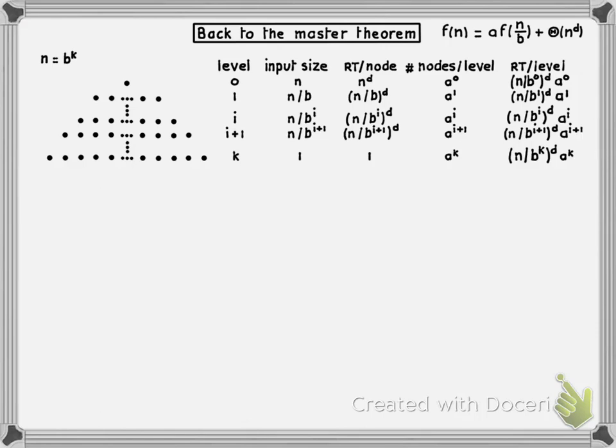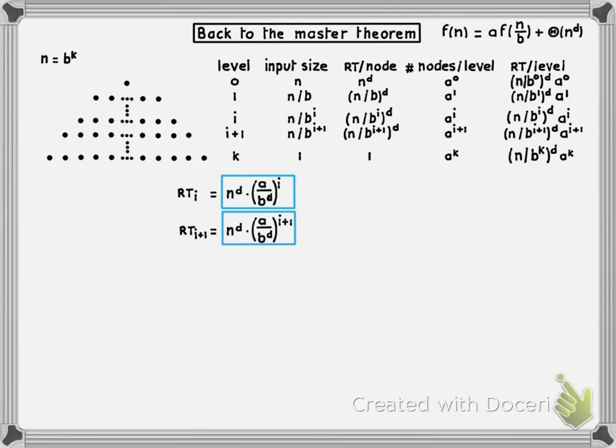So let me call the runtime at level i RT sub i. And that runtime is equal to this expression. So I'm going to rewrite it a little bit differently here. Notice we have n to the power d times a to the power i divided by b to the power i times d, which is exactly this expression here. Now, let's do the similar rewrite for the runtime at level i plus 1. So let's take this expression for the runtime and rewrite it in a similar way. Notice that these expressions are extremely similar.